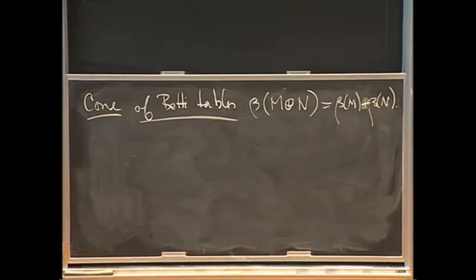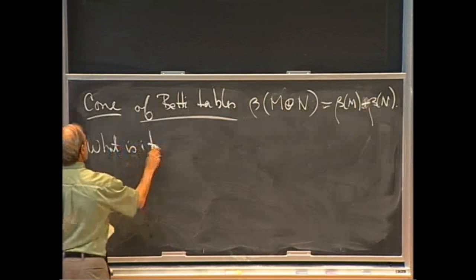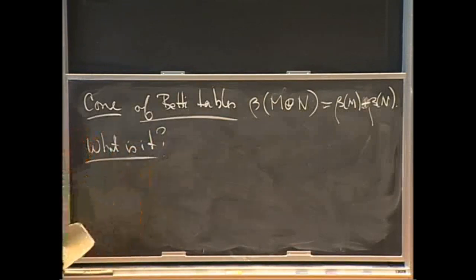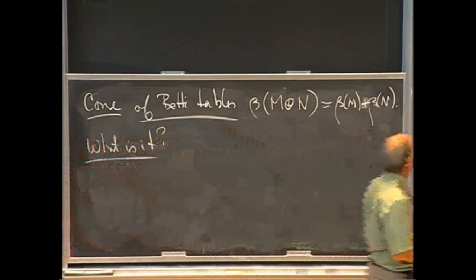All right. So there is a cone, and the question is, what is it? All right. So an example of a Betti table. Let me do it over here so we can hang on to it.